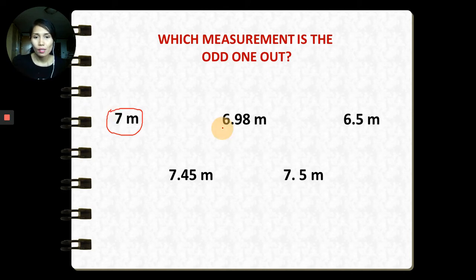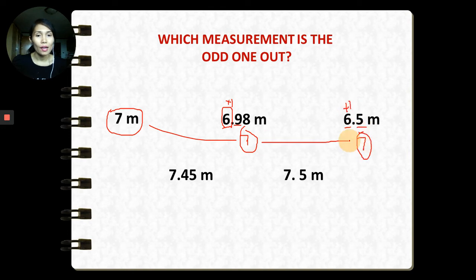So 6, the next digit is 9. So we will round this up to 7. So the whole number here is 7. Okay, they are the same, correct? How about this? The next digit is 5. Then that means we will round this up to 7. Again, it's 7. Then they are correct.